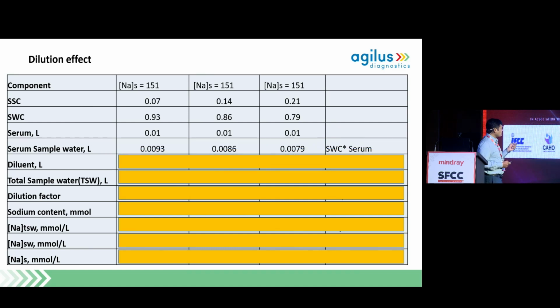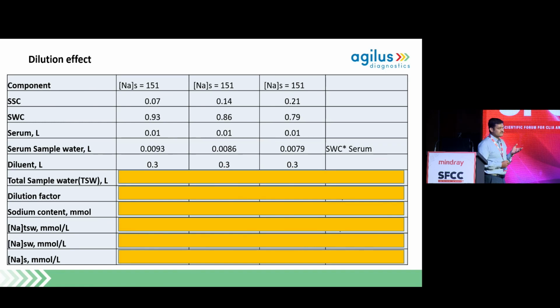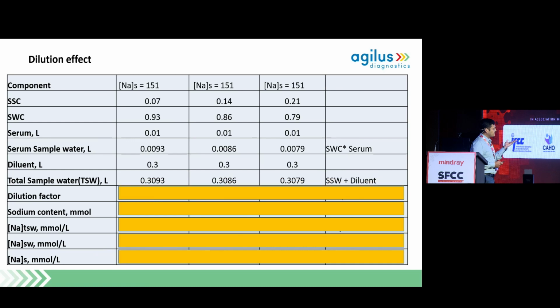And how much would be the serum sample water? It would be water content, that is 0.93 into 0.01. Same applies for all the columns. And you add dilution. Most of the dilutions will be in the 22 to 34 range, depending upon the manufacturer. I am taking 30 as the dilution factor. So in the instrument, to the 0.01 liter serum, you will be adding 0.3 liter diluent. So by this, the total sample volume will be serum water plus diluent.